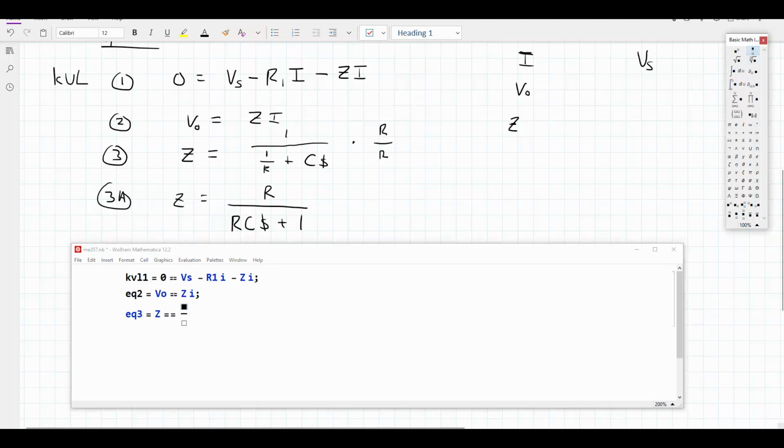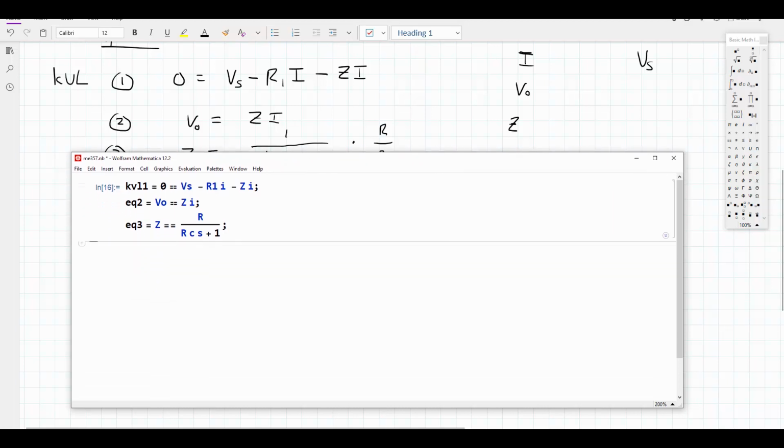So Z equals R over RCS plus 1. Notice here also my c is lowercase. If I just have c and I don't have like C1 or C2, I want to use a lowercase, because capital C is reserved for the built-in speed of light in Mathematica. So lowercase c. All right, so those are my 3 equations I need, and remember those 3 outputs, which I'll track in a second. So I'm ready to solve.